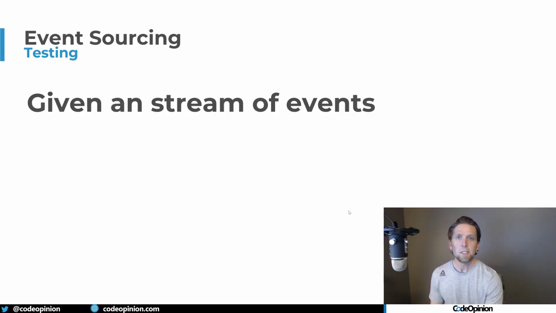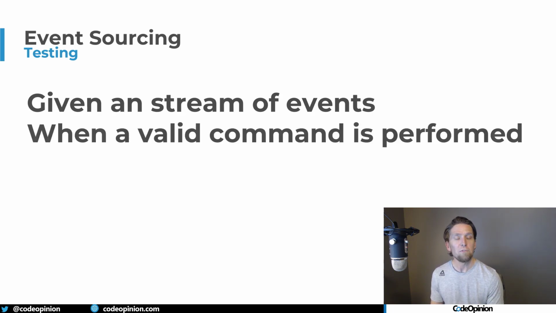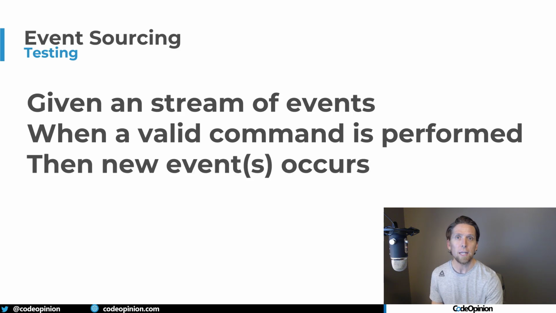Testing your domain means testing your aggregate. And you can do so by really thinking about the flow that I just illustrated. If you're thinking about the aggregate, given a series of events, or given your event stream, when you perform a valid command on your aggregate, then new events occur. That's obviously the happy path. But the error path is very similar, where given a series of events, if I call something on my aggregate in an invalid state, then I'm either dealing with some error result or an exception.